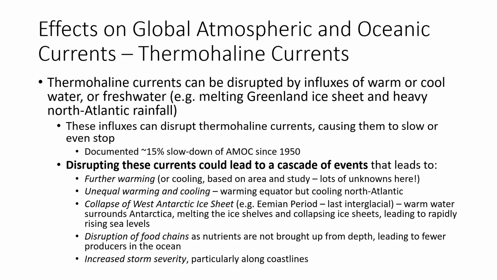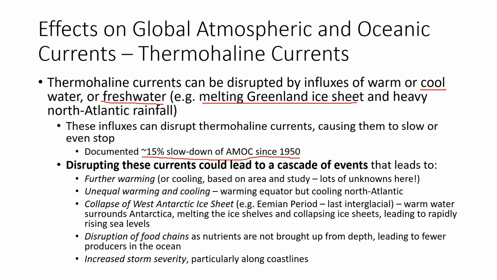All right, so with these AMOC currents, these can be disrupted by influxes of warm or cold water. If we add a lot of warm water, it can disrupt these currents, or as we're doing right now, adding a lot of cold water that is fresh from the melting Greenland ice sheet and heavy North Atlantic rainfall, that can slow down these currents, that can stop them even. So we have seen a documented 15% slow of the AMOC since 1950.